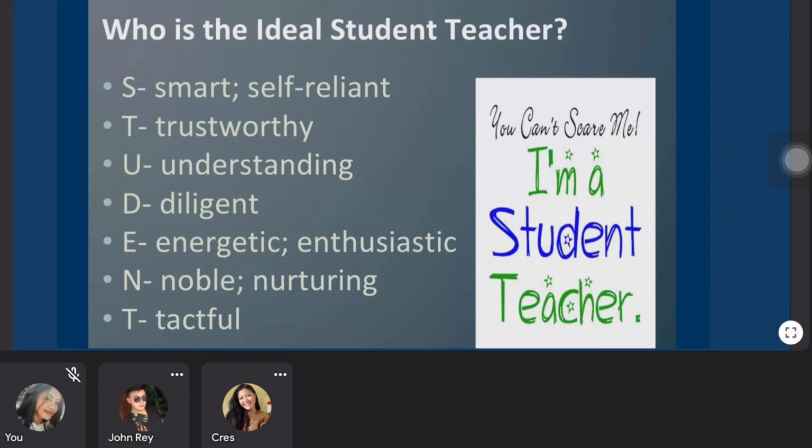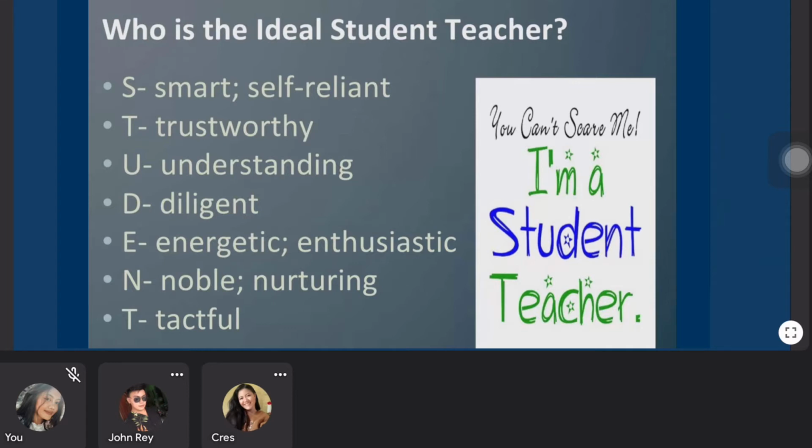Next is trustworthy. If you are an ideal student teacher, you are trustworthy. Of course, a critic teacher or our professor instructor will not hand over tasks to us student teachers if we are not trustworthy. So we have to be trustworthy to be an ideal student teacher. That means we are going to do whatever task our professor, instructor, critic teacher handed to us.